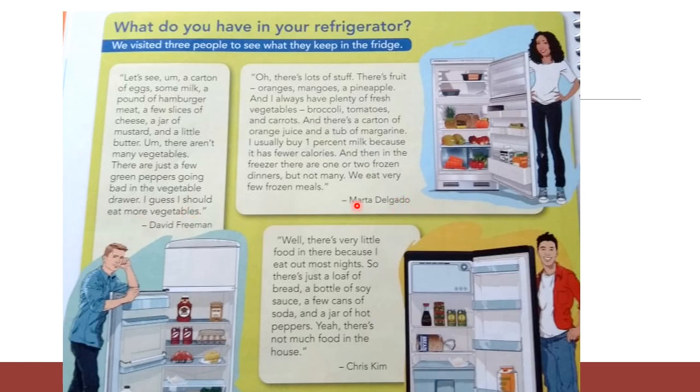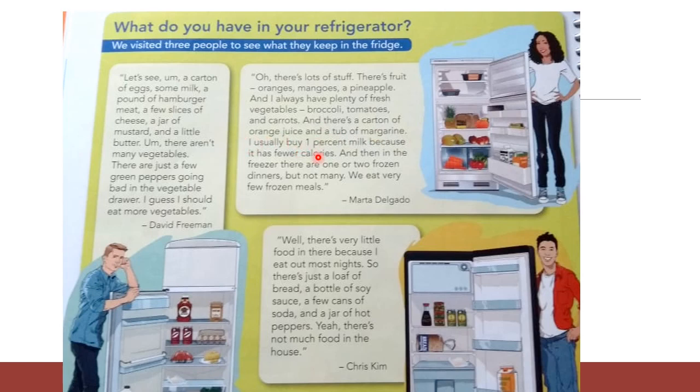Let's see what Marta Delgado says. Oh, there's a lot of stuff. There's fruit, oranges, mangoes, pineapple. And I always have plenty of fresh vegetables, broccoli, tomatoes, and carrots. And there is a carton of orange juice and a tub of margarine.